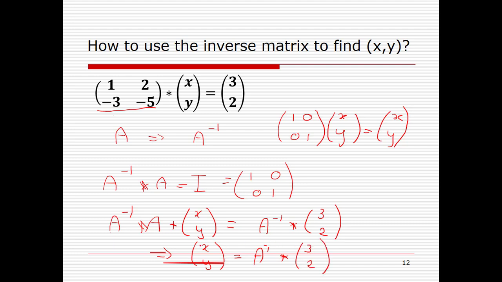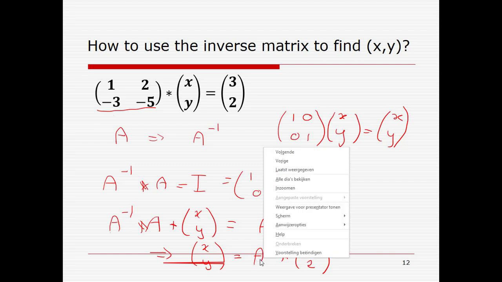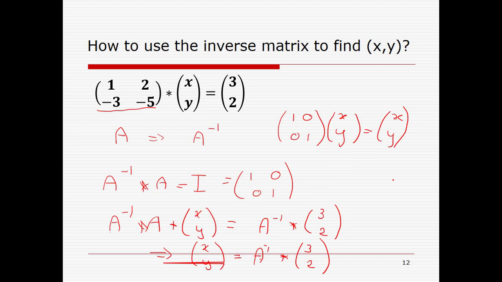So as a miracle, if we just calculate the inverse matrix with the small trick, making the determinant, shoving them around, then A minus 1 times 3, 2 would give me a solution of this set of equations. So we don't have to do substitution or elimination or anything anymore. Just calculate the inverse matrix, multiply it with the solution part, and we're done.